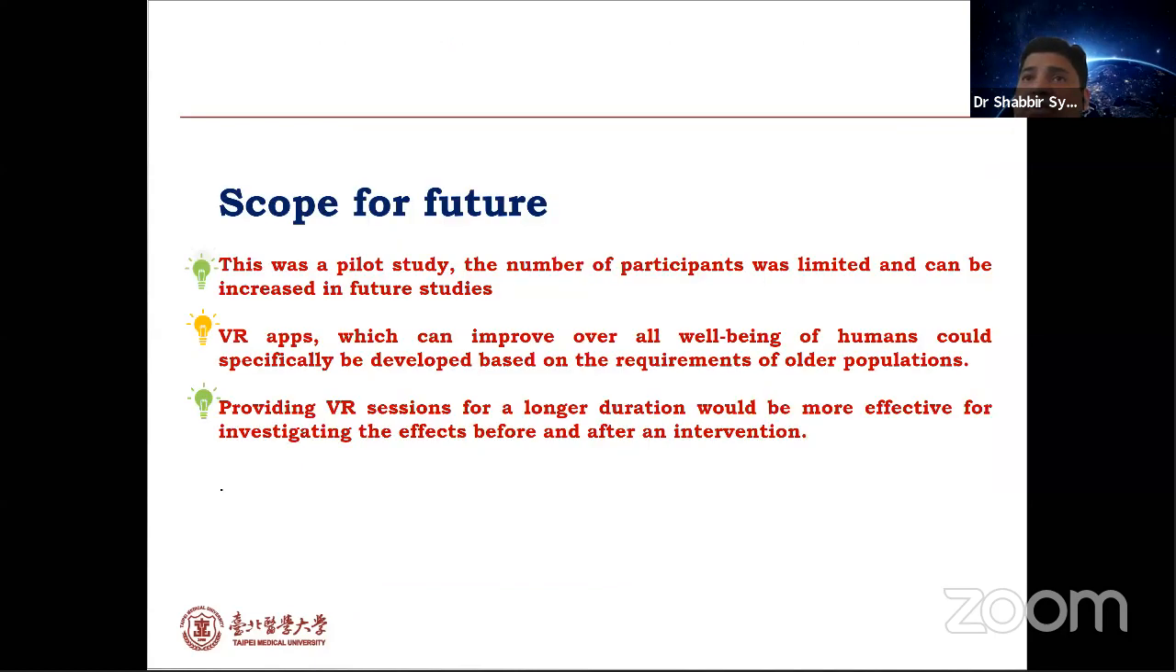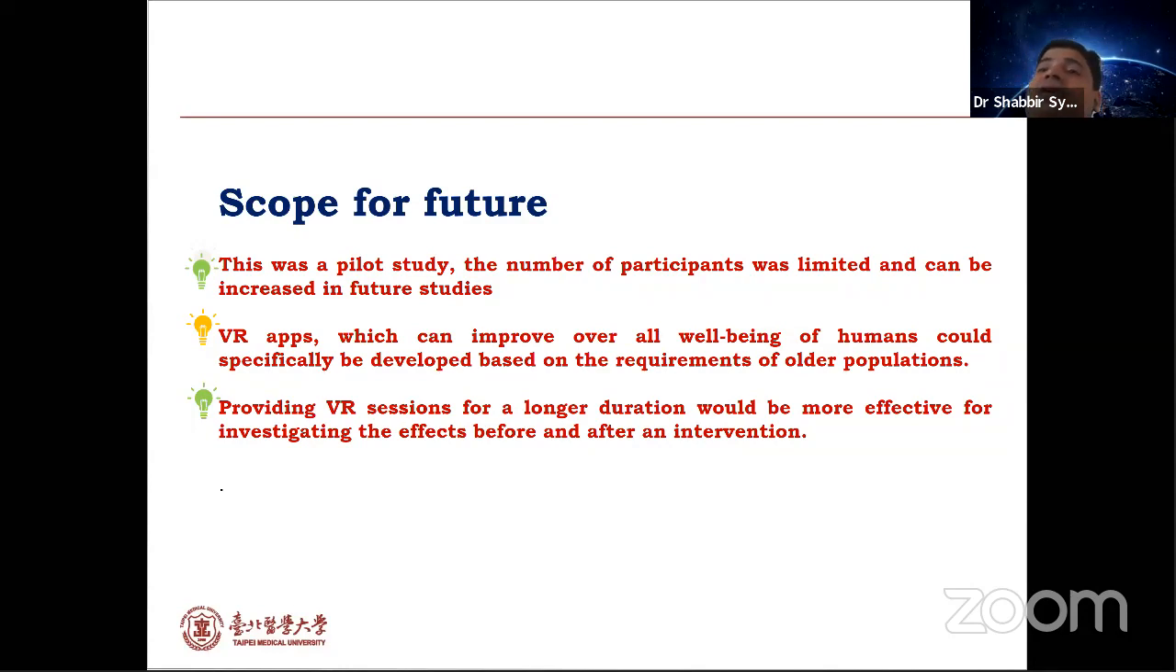Again, I don't want to go into the details, but as I told, this was a pilot study. The number of participants was limited, although it was around 60. But if you want to make a real change in behavior, we need a few hundred patients, users or elderly people to prove scientifically that yes, VR is really going to help.